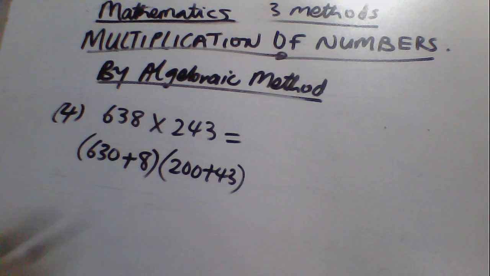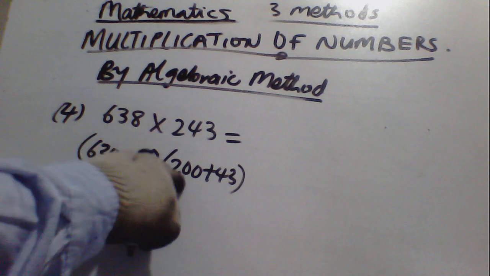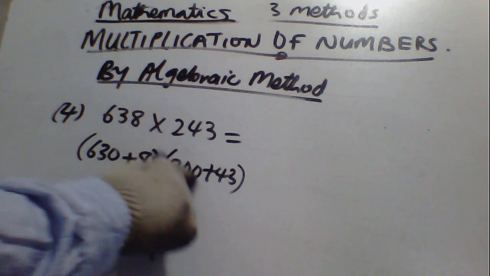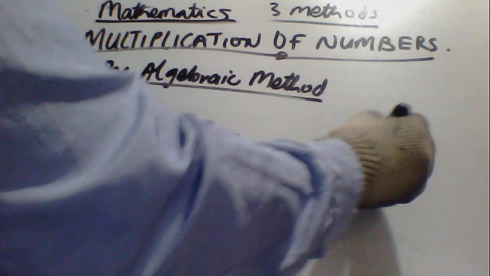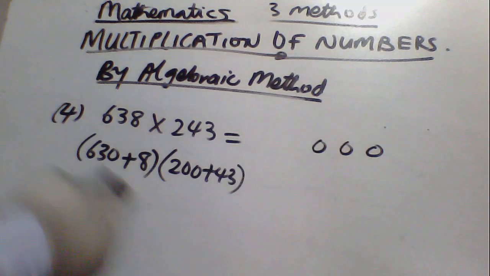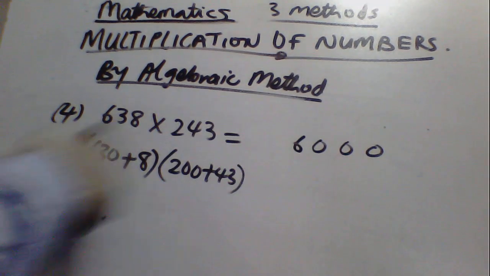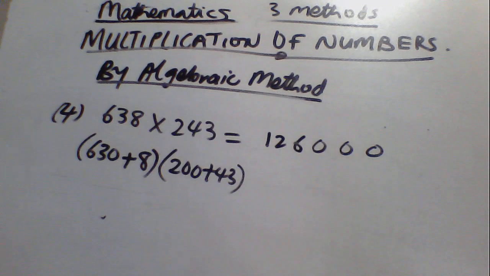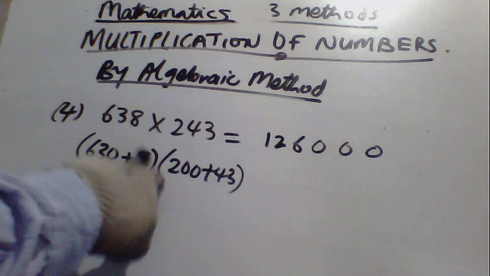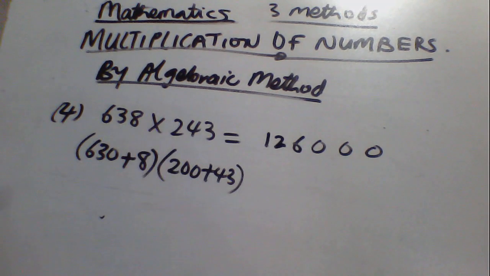So once we have done that, we begin to multiply. 630 times 200, 1, 2, 3. So you write 1, 2, 3. So 2 times 3 will give us 6. 2 times 6 will give us 12. You are done with the first one. Then 630 times 43.